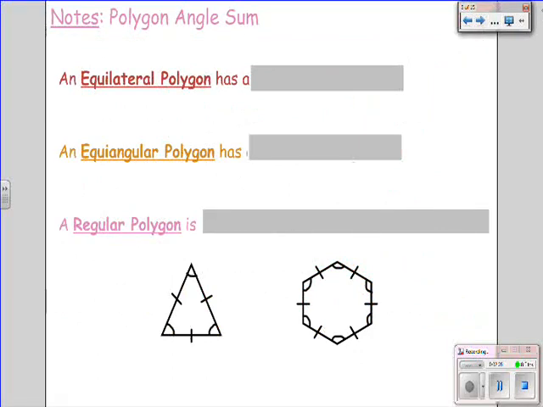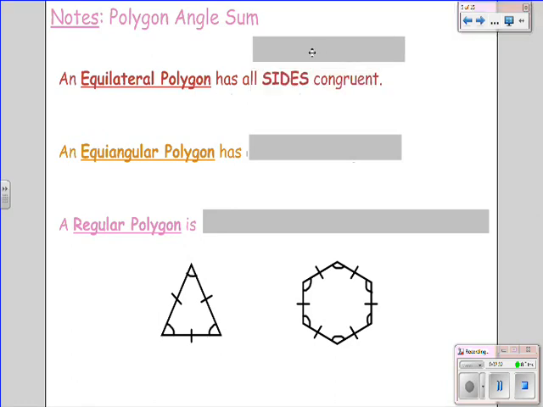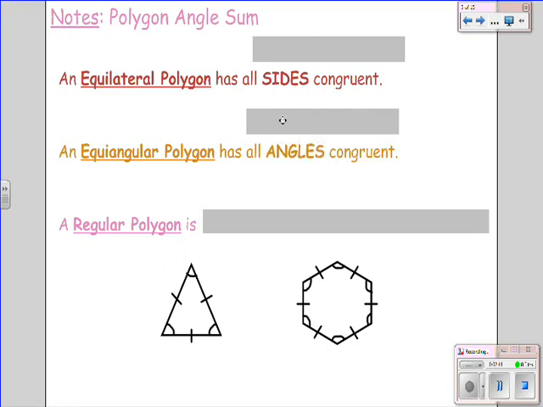All right, let's talk about regular polygons, equilateral, and equiangular for a second. An equilateral polygon has all sides congruent, hence equilateral. It's very similar to the equilateral triangle, except for now it can have more than just three sides. An equiangular polygon has all angles that are congruent. If you remember when we learned about triangles, if it was equilateral, it was also equiangular and vice versa. This is not true necessarily for other polygons.